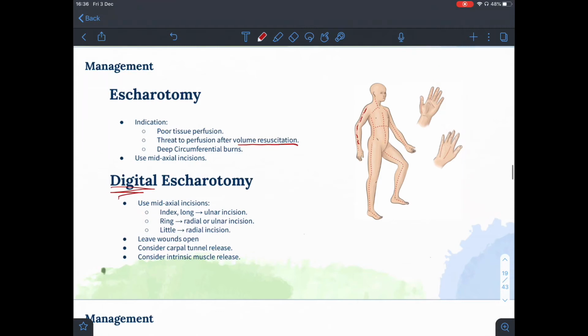We leave the wounds open. We consider carpal tunnel release لأنه it's already the nerve is already in a tight space. So زيادة الإديمة والأسكار راح تزيد البريشر. And we consider intrinsic muscle release.